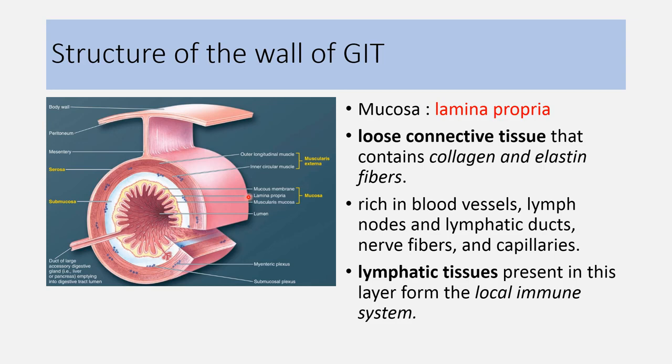Lamina propria is another layer present in the mucosa. It is a loose connective tissue that contains collagen and elastin fibers. It is rich in blood vessels, lymph nodes and lymphatic ducts. It also contains nerve fibers and capillaries. Lymphatic tissue present in this layer forms the local immune system. It prevents entry of pathogenic organisms from the gastrointestinal tract into our body.